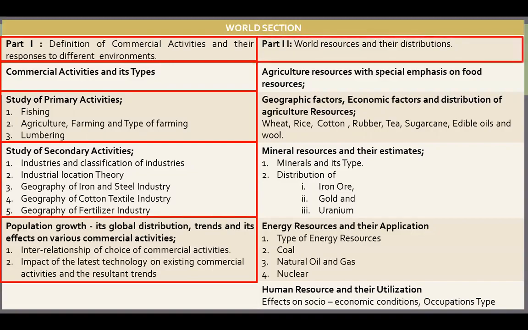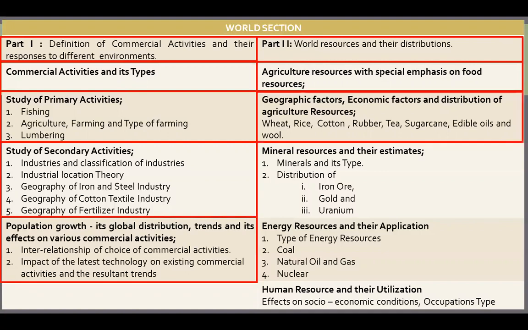So, part two, world resources and their distribution. Geography is basically the science of spatial distribution: how resources are located and how these resources are distributed over the globe. So in this part we will study the topic of distribution and its pattern. First, agricultural resources with special emphasis on food resources. As you know, there are two types of crops, cash crops and food crops. Here we are talking more about food crops.